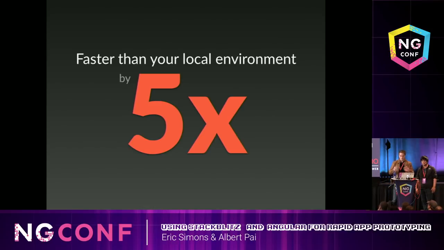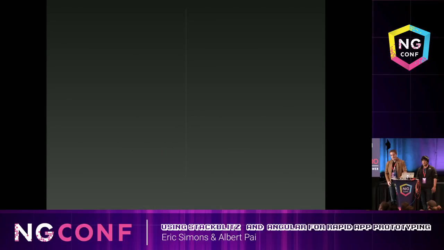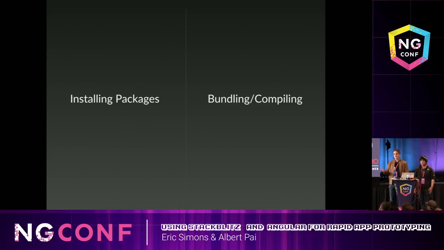So the question here is what do we really need to improve by 5x? What takes up a lot of time? Well, how about installing packages, right? How many times do you hit npm install and then go grab a cup of coffee because it's taking so long? Come back, it's done, right? What happens after that, though? There's all these new modules. You have to rebundle, you have to recompile. That takes forever, right?